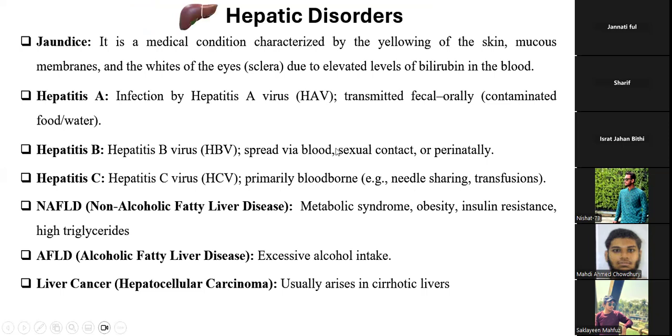Hepatic disorders. There are also several hepatic disorders for hepatic dysfunctions, such as jaundice. It is a medical condition characterized by the yellowing of the skin, mucous membranes, and the white of the eyes due to elevated levels of bilirubin in the blood. There are also three types of hepatitis: hepatitis A, hepatitis B, and hepatitis C. And non-alcoholic fatty liver disease and alcoholic fatty liver disease, also liver cancer.